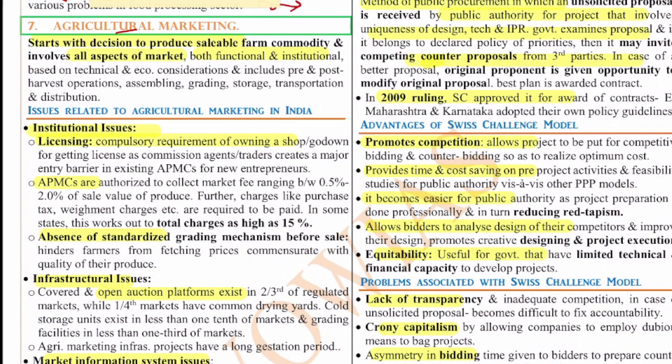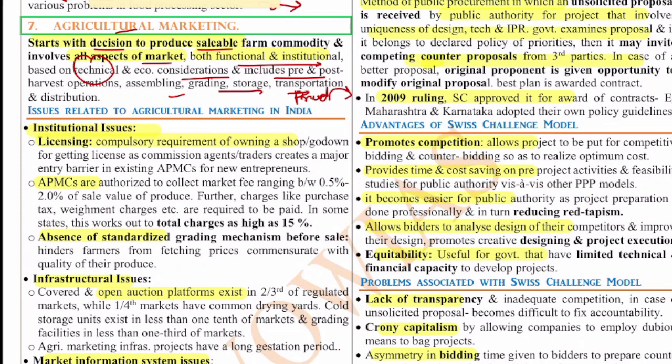So this agri-marketing in brief is the decision to produce saleable farm commodity and involves all aspects of the market, both functional and institutional, based on technical economic considerations, include pre and post harvest operations, assembling, grading, storing, transportation and distribution. But this looks like a pretty complicated statement, so we can simplify it something like agriculture is a production of or raising of crops, whereas marketing involves a series of activities which involves moving of the goods from the point of production to the consumer. Something like that in a simple way we can just write.